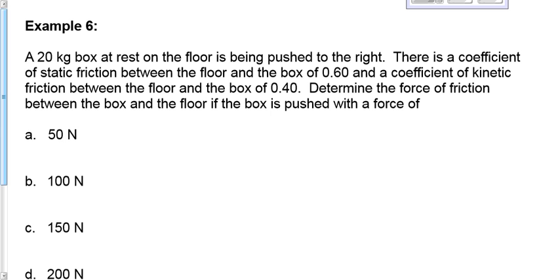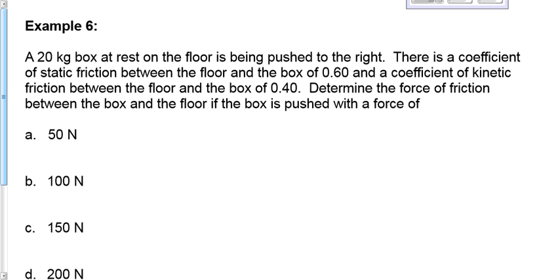I don't know. Any ideas? Well, it starts at rest, right? And I'm pushing it. So the only question is, when I push it, does it cause it to move or not? If it does cause it to move, we've got kinetic friction here. If it doesn't cause it to move, we've got static friction.